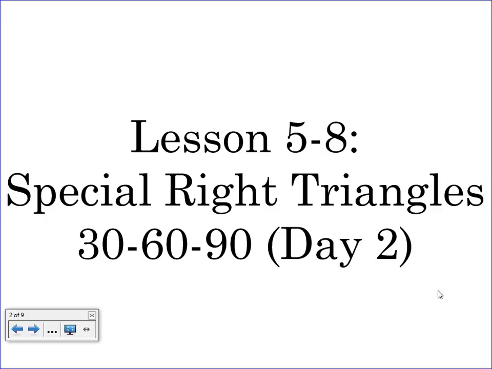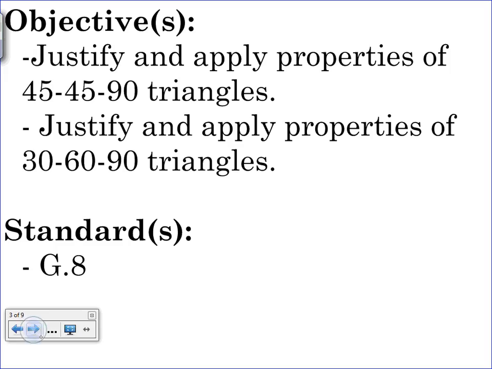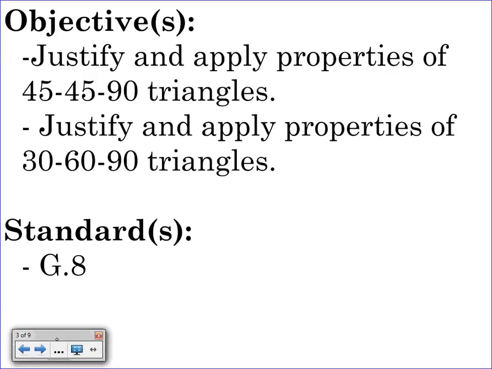Today's lesson is going to be a little bit more involved. It's 30, 60, 90, so now we have a scalene triangle. So if we're given one of the sides, because all the sides are different lengths, now we're going to be using one of 3 different formulas in order to solve for the missing part. So today we're going to justify and apply properties of 30, 60, 90 triangles.